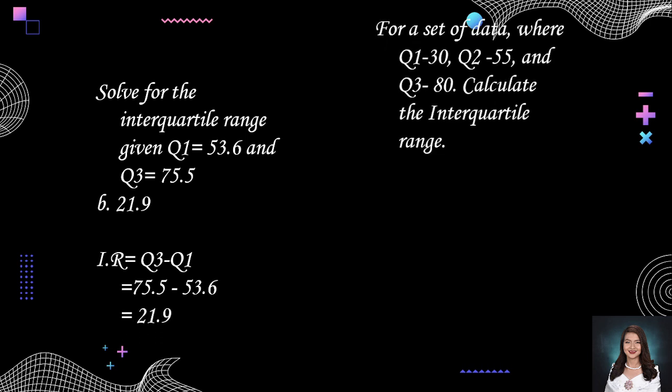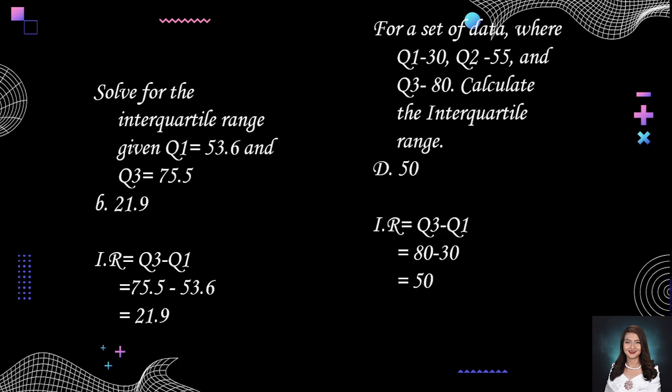Next, for a set of data where quartile 1 is equal to 30, quartile 2 is equal to 55, and quartile 3 is equal to 80, calculate the interquartile range. The answer here is 50. As we have said, interquartile range can be computed as quartile 3 minus quartile 1, wherein our quartile 3 here is 80 minus 30. Interquartile range is equal to 50.